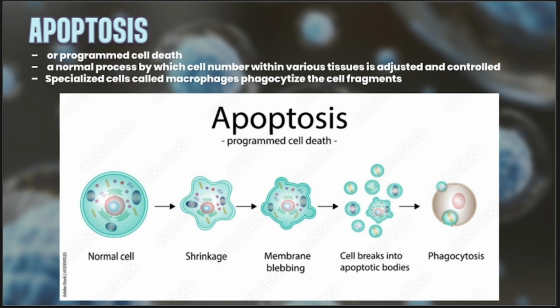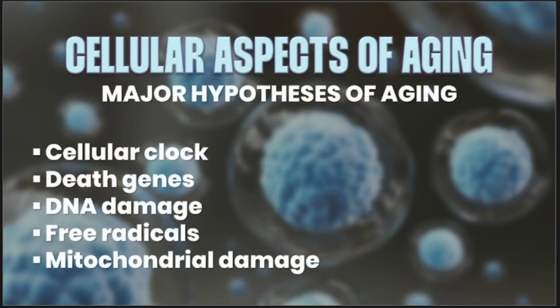Okay. Next, we have cellular aspects of aging. These are the different major hypotheses of aging. First is the cellular clock. This is a theory which proposes that cells have a limited number of divisions before they stop dividing due to telomere shortening, so it leads to cellular aging. Again, there is a limited number of divisions before they stop dividing due to telomere shortening.